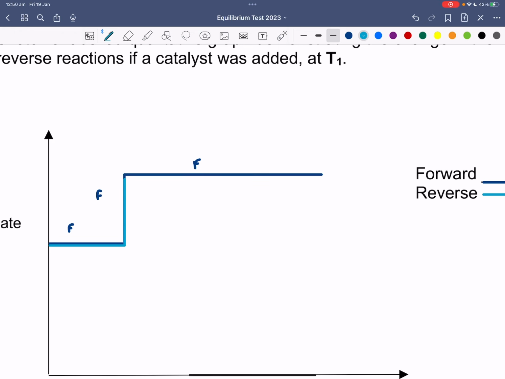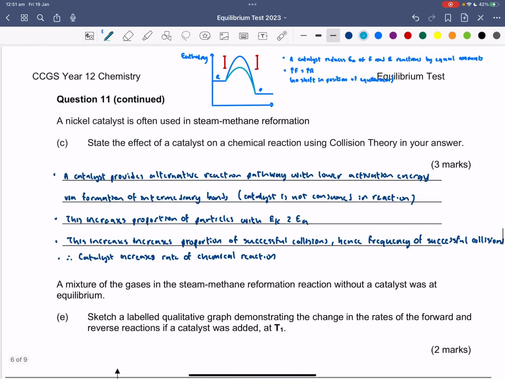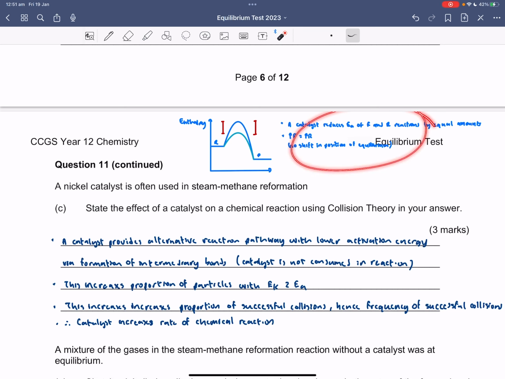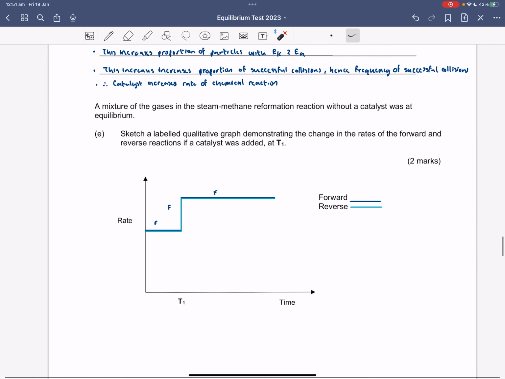Okay, so basically it stays the same. Forward and reverse reaction rates just don't change at all. Pretty easy concept, that's pretty straightforward, and we should all understand that quite well. And hopefully this explanation justifies why, because we just showed how it decreased the activation energy by equal amounts, as shown by the red arrows, the red segments.